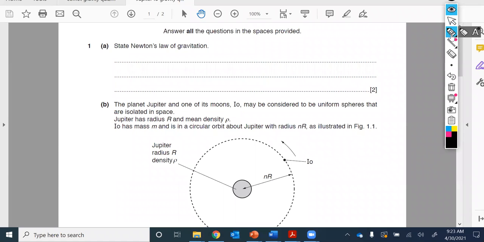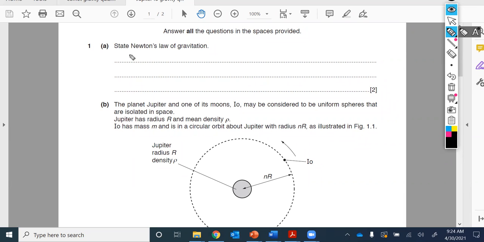Right, in this worked example, we're going to be going over some of Newton's law of gravity questions. It's one question, but it's parts A, B, C, D, E, F, G, as usual with these types of questions. So state Newton's law of gravitation.